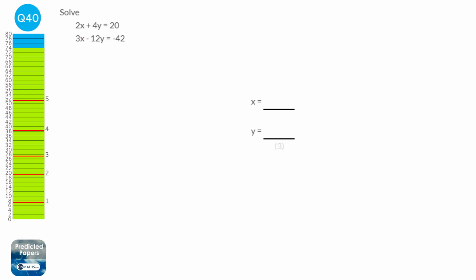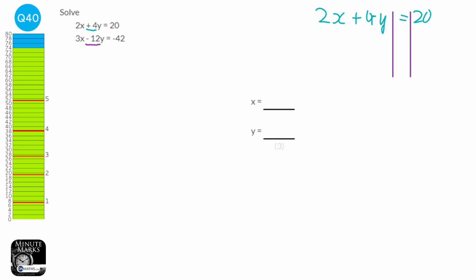So we notice with these simultaneous equations that the coefficients of the x's are different and the coefficients of the y's are different. But if you look at the coefficients of the y's, they are similar. If we multiply the 4 there by 3, we will get to the 12 there, and we ignore signs. I know it's a minus 12. So what we want to do is multiply everything in that equation by 3. So it's going to be 2x plus 4y equals 20. And we're just going to put our lines in, because what we want to do is multiply everything here by 3.